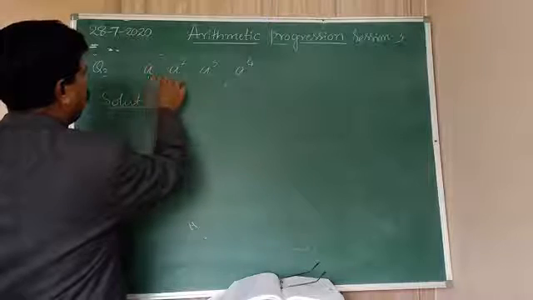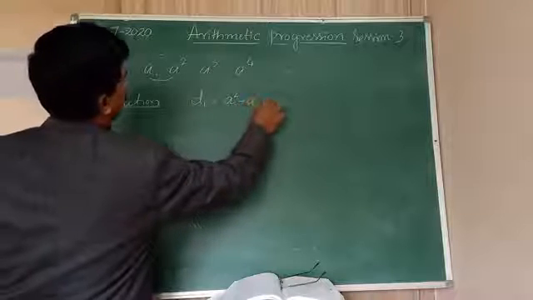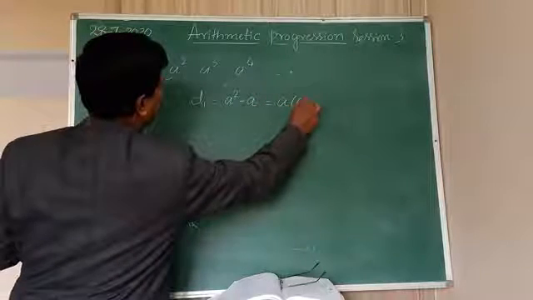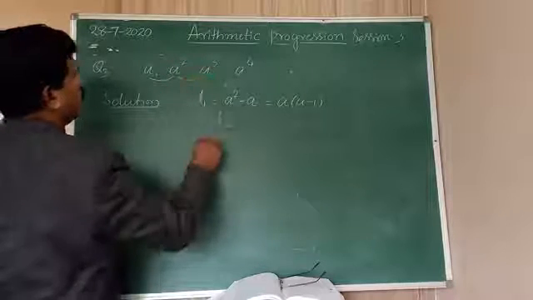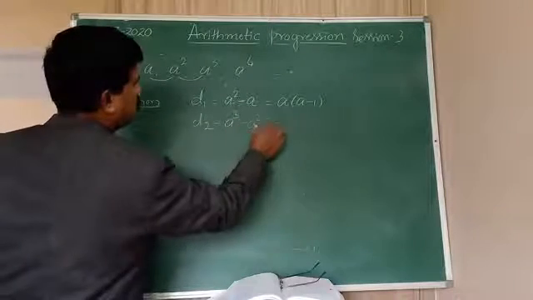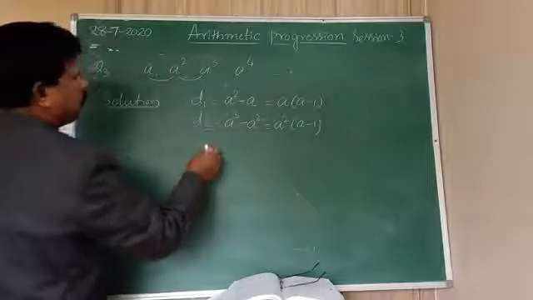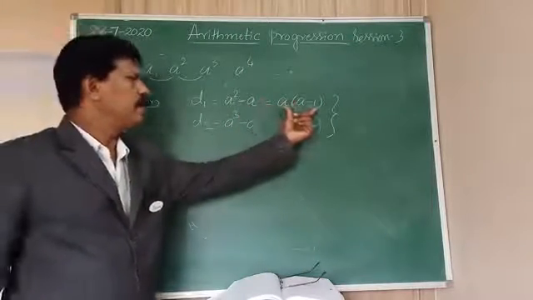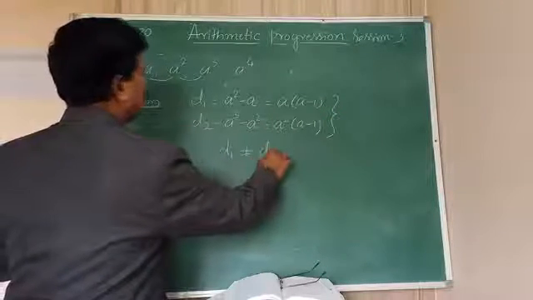So first, the difference between these two. D1 equals A square minus A. You can't subtract directly, so the only thing is to take the common factor: A into A minus 1. Then D2, that means the next two: A cube minus A square. Here A square is common, and what is left is A minus 1. So here itself you can conclude that D1 is not equal to D2.